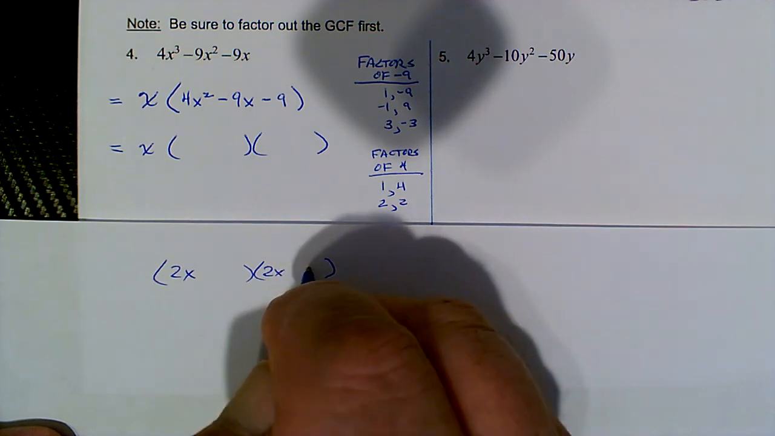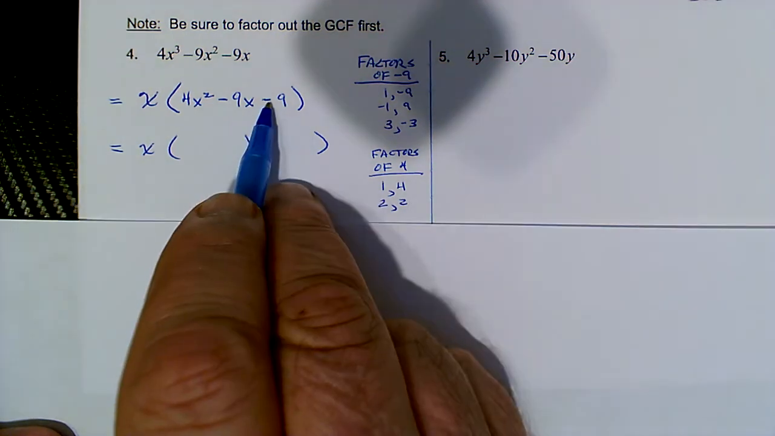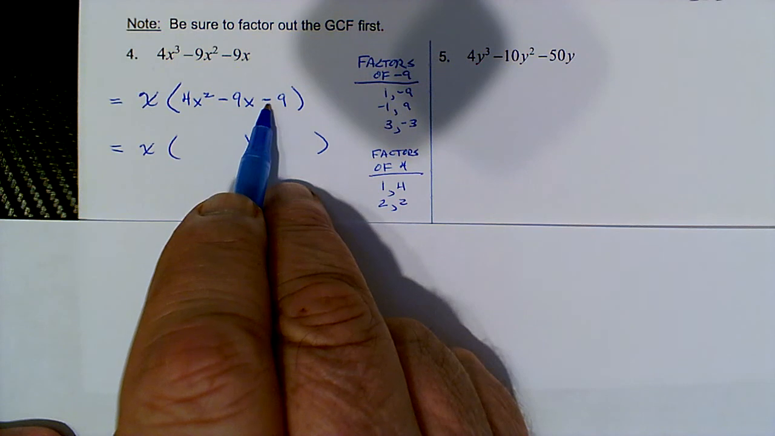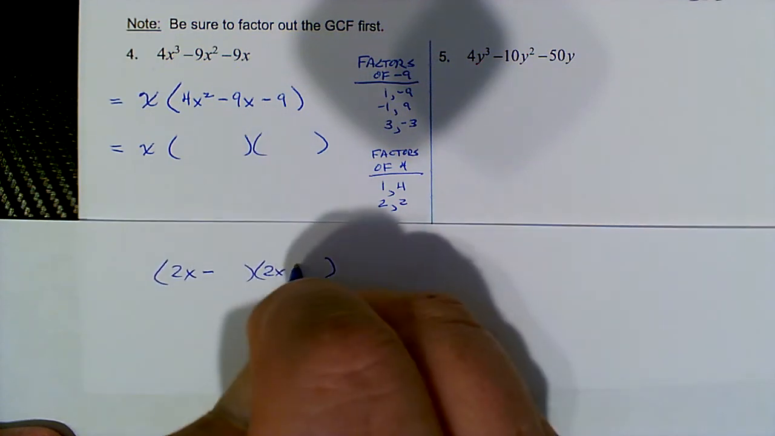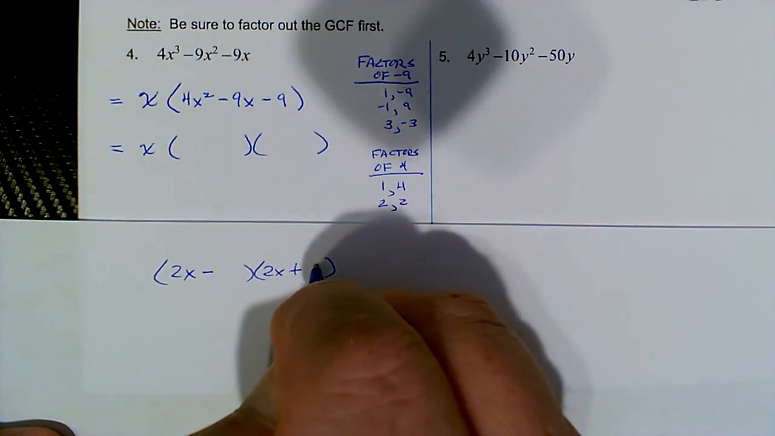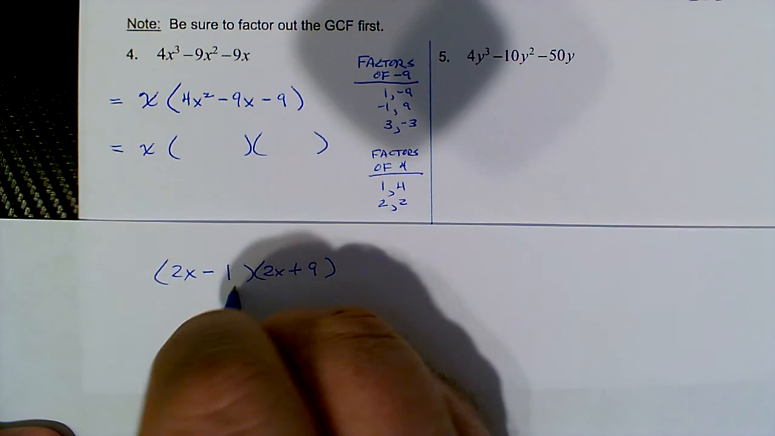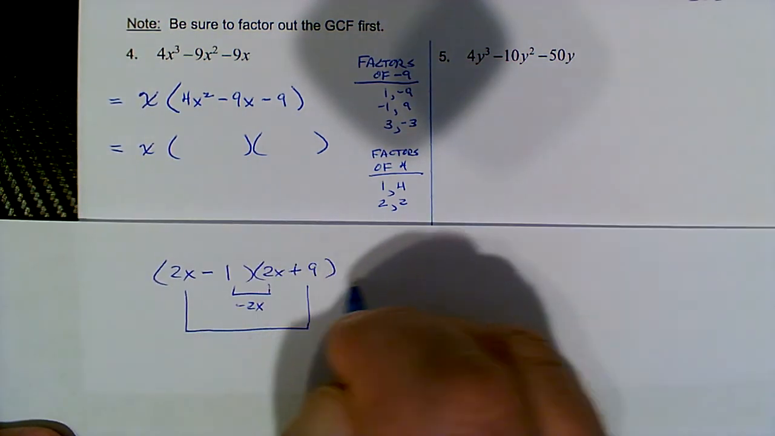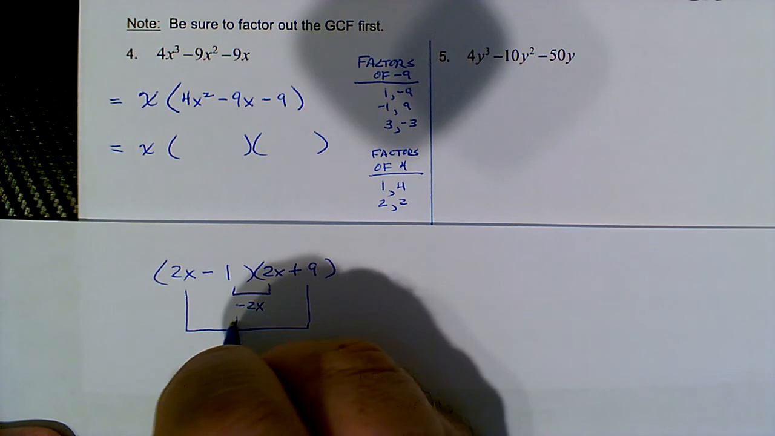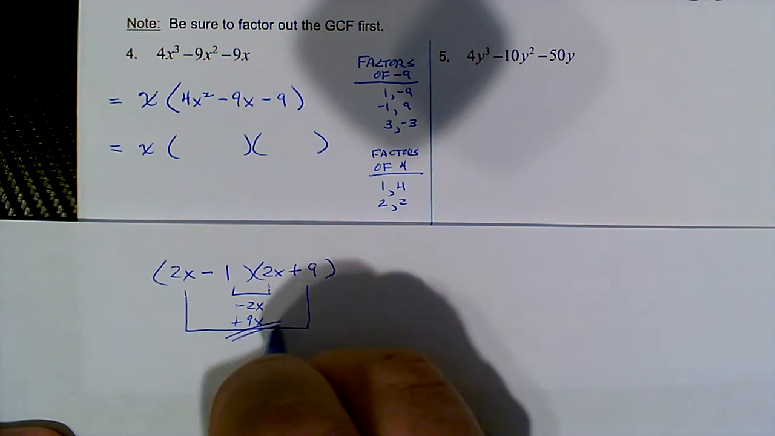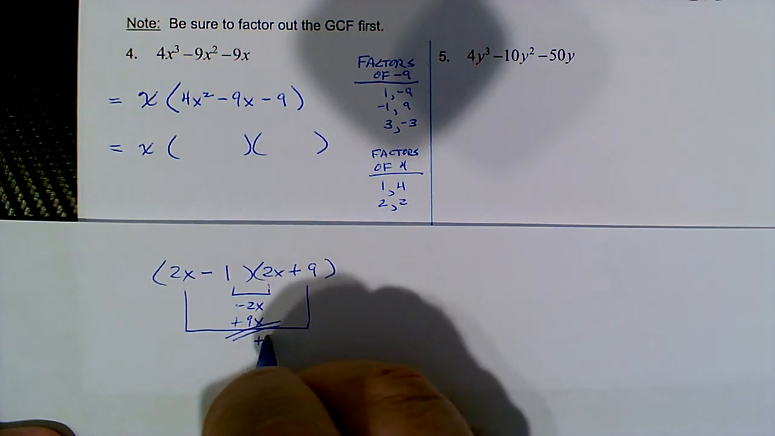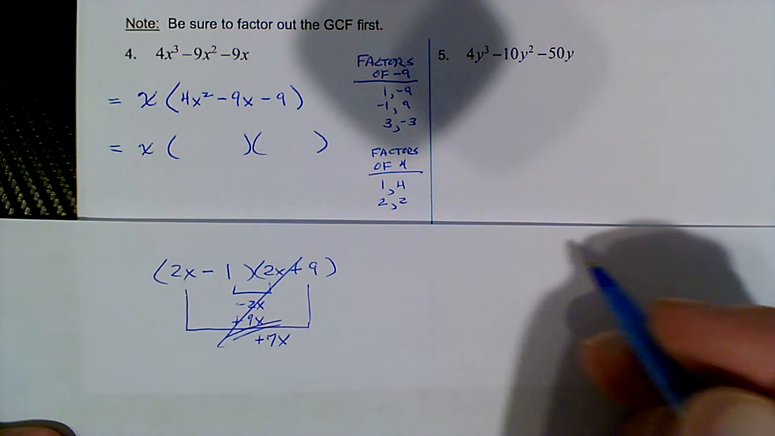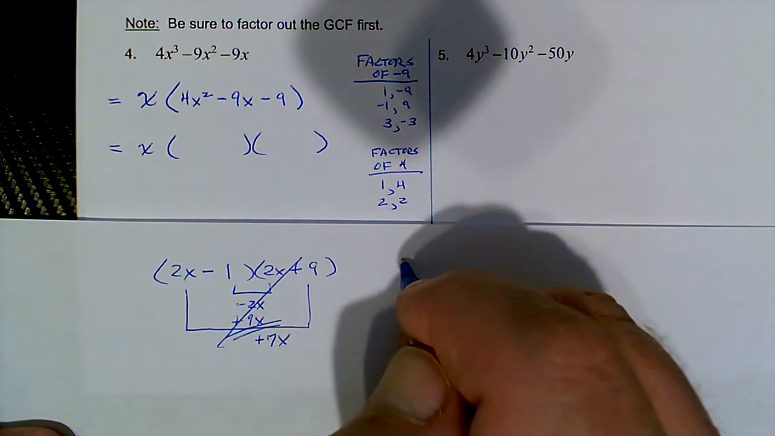And now we need a 9 in here. Well, let's see. Signs are going to be opposite because this is negative, so let's just make one negative and one positive. And a 9 and a 1. So that gives negative 2x, is my guess, 9 and 1. That gives negative 2x, positive 9x, combines, give positive 7x. That's not it. So maybe switch them around.